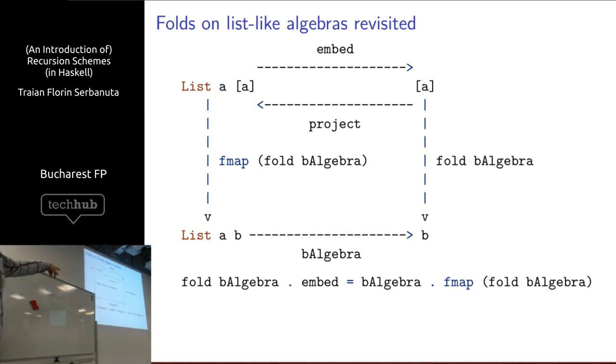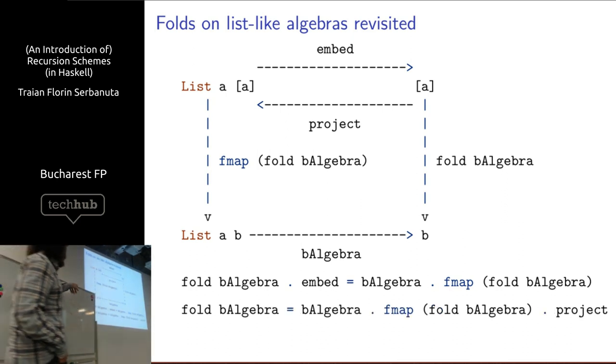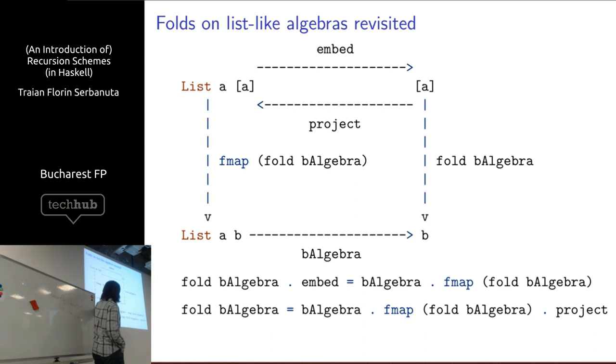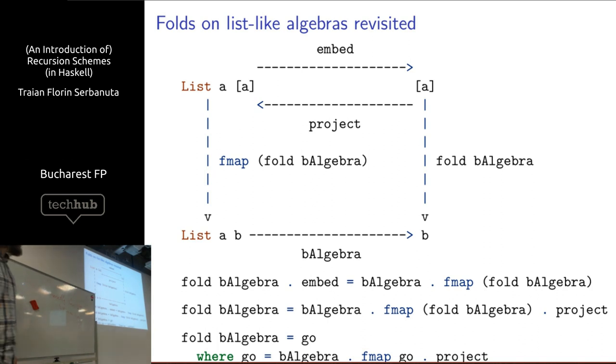We have this relation here, and since we know that project is an inverse of embed, we can compose with project to the right. And what happens is that embed disappears, and we get a recursive formula for fold. So fold is B algebra composed with F map of the fold composed with project. And this allows us to get a definition in Haskell, which looks like this. A fold of a B algebra is some function, go, where go can be obtained as B algebra composed with F map of go composed with project.